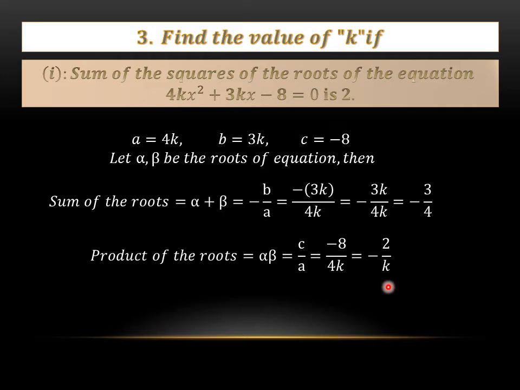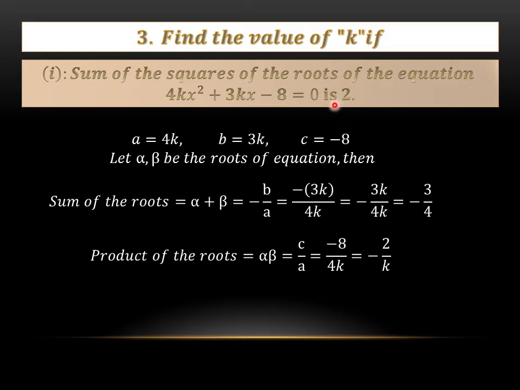Now we have found the values of the sum and product. We will ignore the equation now. Now read the rest of the statement and make the condition accordingly. What is given to us? Sum of the squares of the roots. What are the roots? Roots are alpha and beta. What we have to do? We have to square the roots and then sum them. Sum means add them. We have to square the roots first and then put the sign of addition between them.